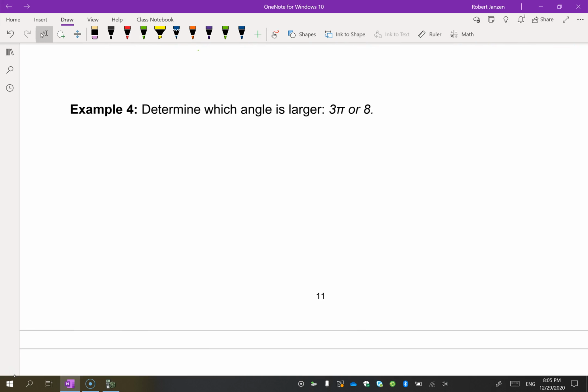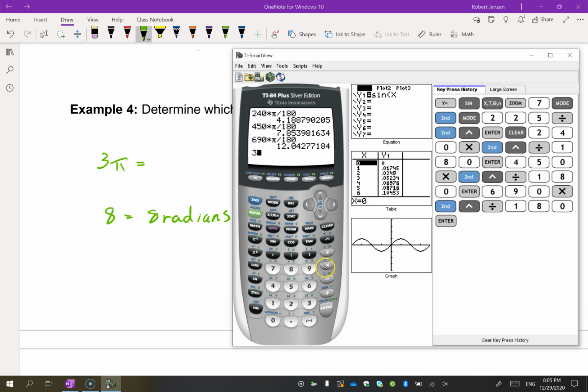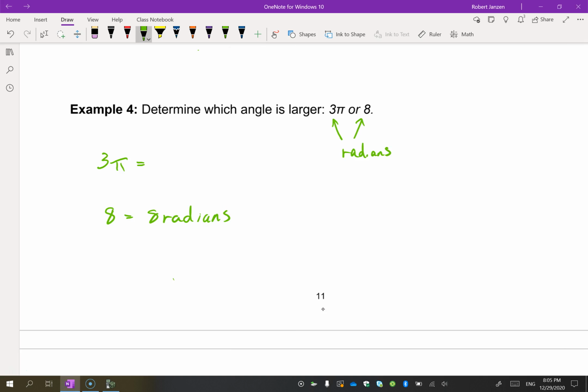Okay, example 4, determine which angle is larger, 3 pi or 8. Well, this is interesting because these are both radian measures. One of them is 3 pi and the other one is 8. Well, this is 8 radians. Nothing we can do about that. But 3 pi means 3 times pi. So let's go 3 times pi and see what that equals. 9.42. Well, now you can definitely see which one is larger. This one.